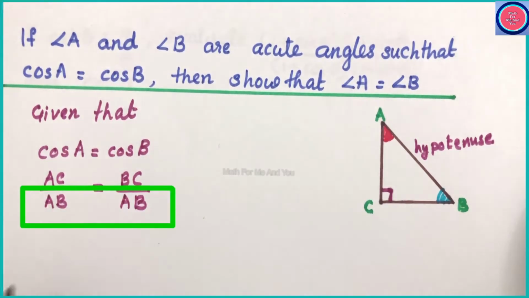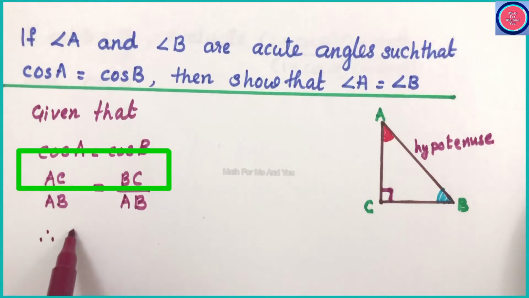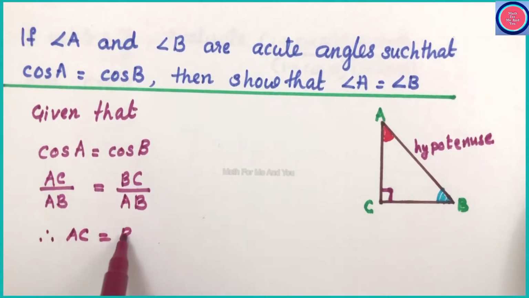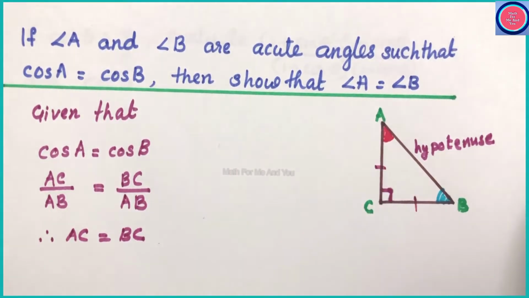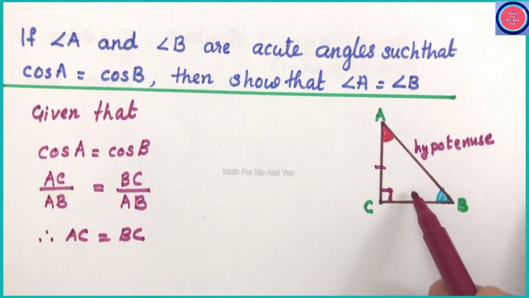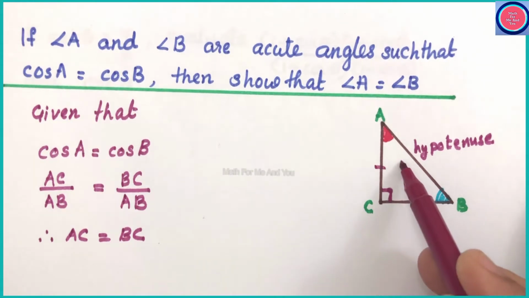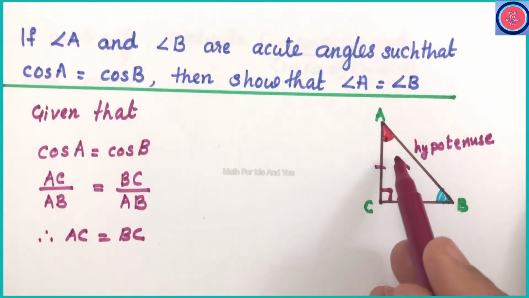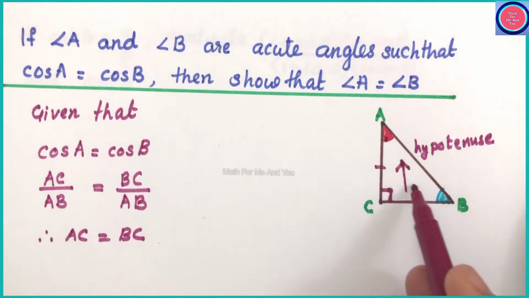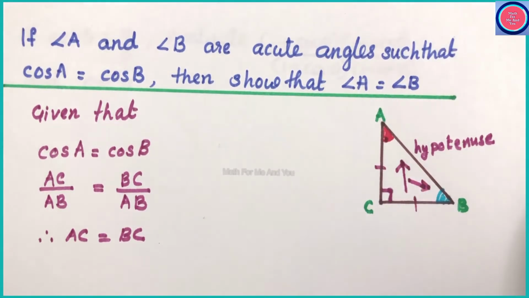Same denominator. That means the numerators are also equal. Therefore, AC is equal to BC. In a triangle, if the two sides are equal, here the sides AC and BC are equal, that means the angle opposite to corresponding sides will be equal. That means if we consider the side BC, the angle opposite to that is angle A. The angle opposite to side BC is angle A. Angle A is equal to the angle opposite to side AC. That is angle B. So we can write angle A is equal to angle B.